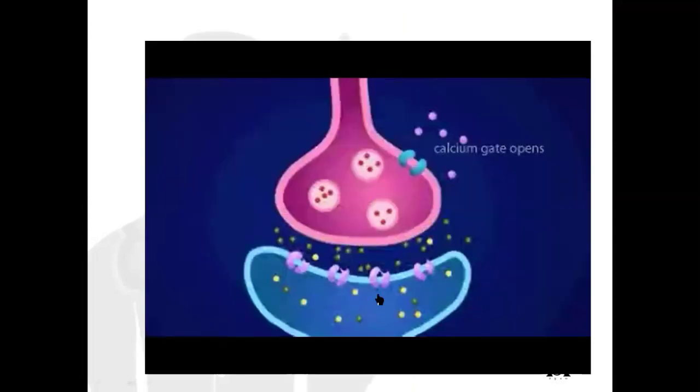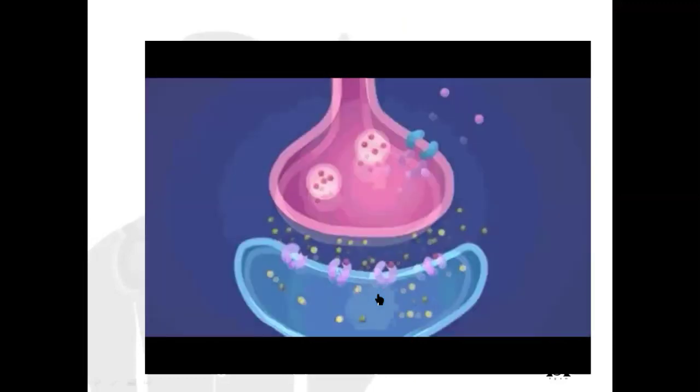This picture will explain you. See, whenever depolarization is there, there is opening of voltage-gated calcium channels, releasing of neurotransmitter, and this neurotransmitter will bind to the receptor in the postsynaptic membrane. That's all. It is very simple.